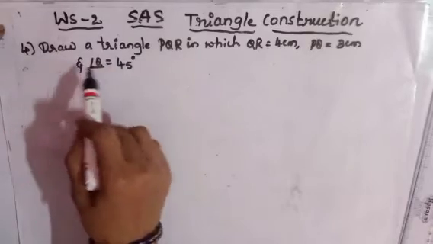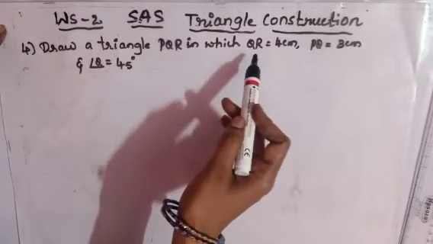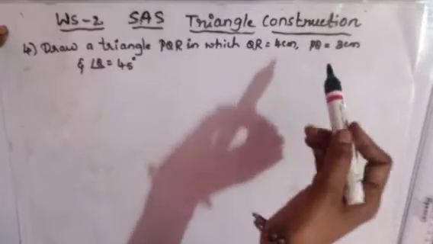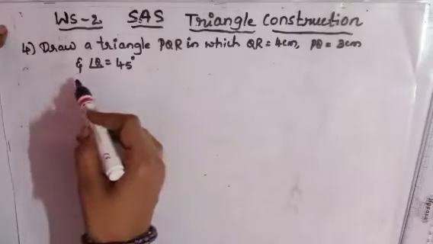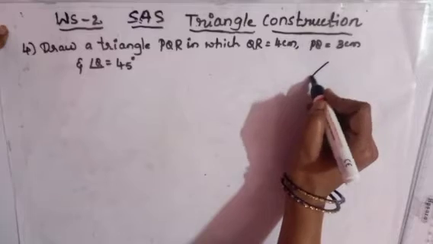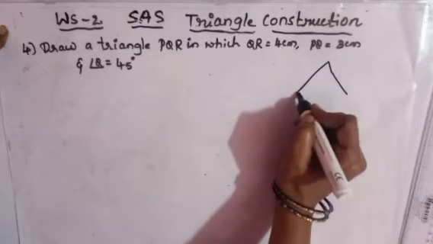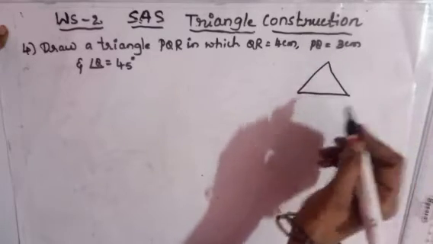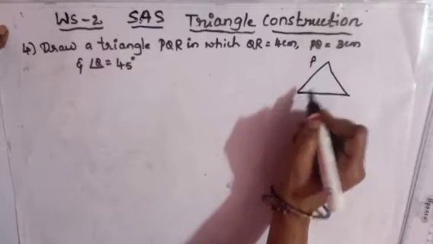Next, fourth one: draw a triangle PQR in which QR equals 4 cm, PQ equals 3 cm and angle Q equals 45 degrees. First we should draw the rough figure. Draw a rough figure of the triangle. Let us name it as PQR.